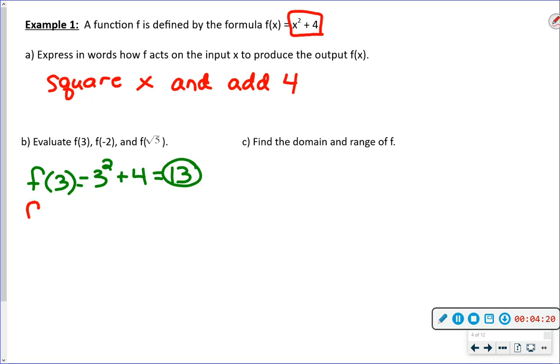Okay, let's do f of negative 2. So same process, negative 2 squared plus 4. Negative 2 squared, 4. 4 plus 4.